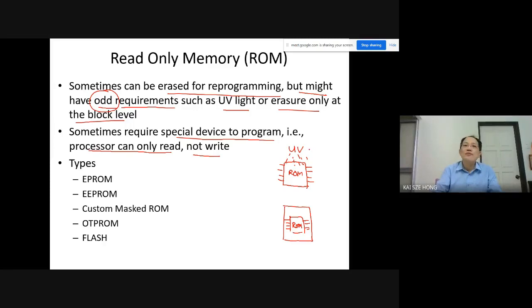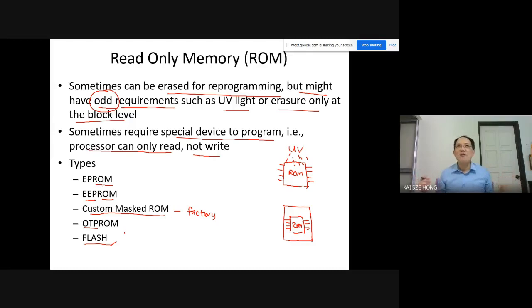So there are many types of read-only memory. We have the EPROM, EEPROM. We have the custom mask ROM. Custom mask means you need to go to the factory. Then only the factory will generate the custom mask ROM for the computer manufacturer. And we also have the OTP ROM. Also here the flash ROM. So all of these cannot be erased by using the processor, except maybe flash can be erased. So we have many types of ROM.